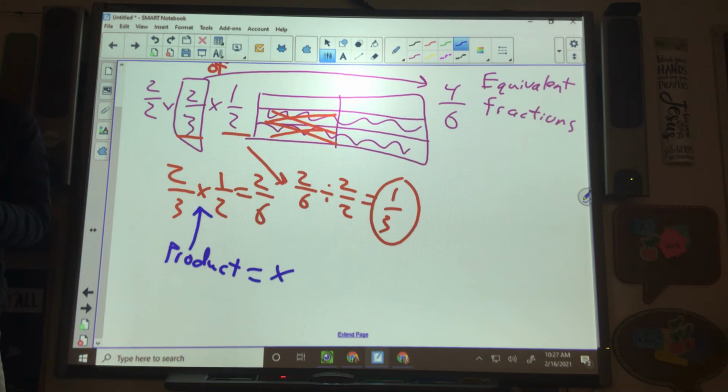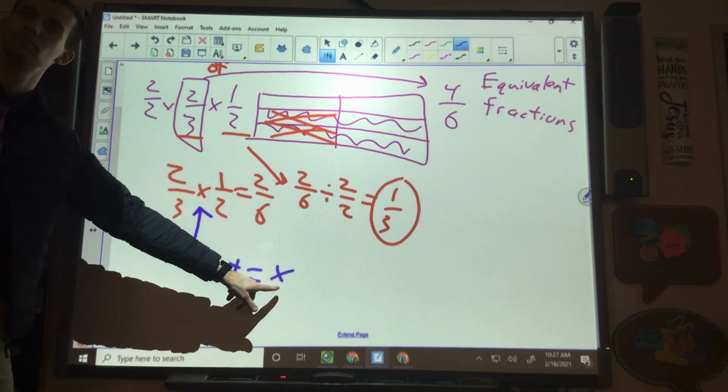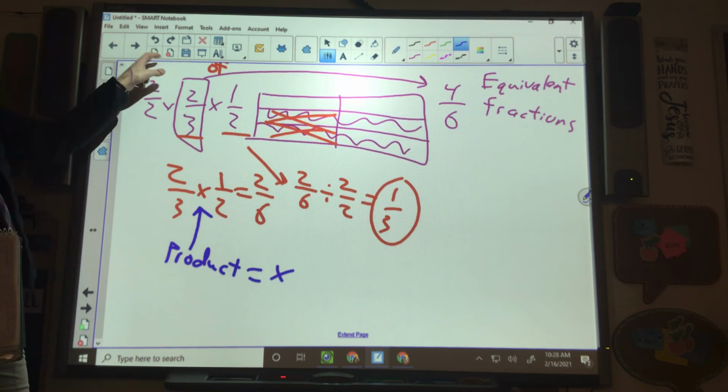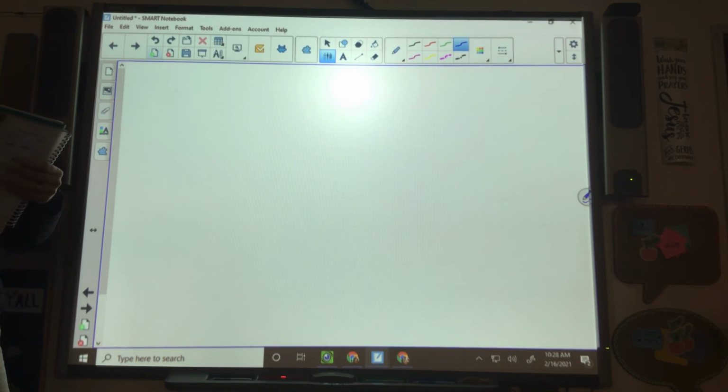It also says in 3 and 4, find each product in simplest form. When they're saying find the product, that just means you need to do what? Multiply. When it says product, you need to multiply. When it says multiply, it's the same thing as finding the product.